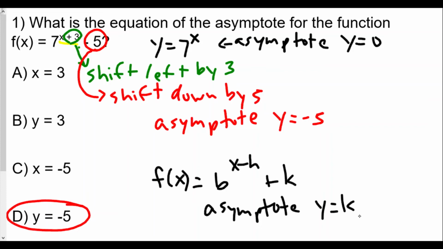All right, everybody. Thanks so much for watching. I hope this was explanatory. And of course, our basic rule here: just look for that plus or minus adding at the end of the function. All right, look for the equation of the asymptote. Remember, don't forget it's y equals, not just the number itself, though.